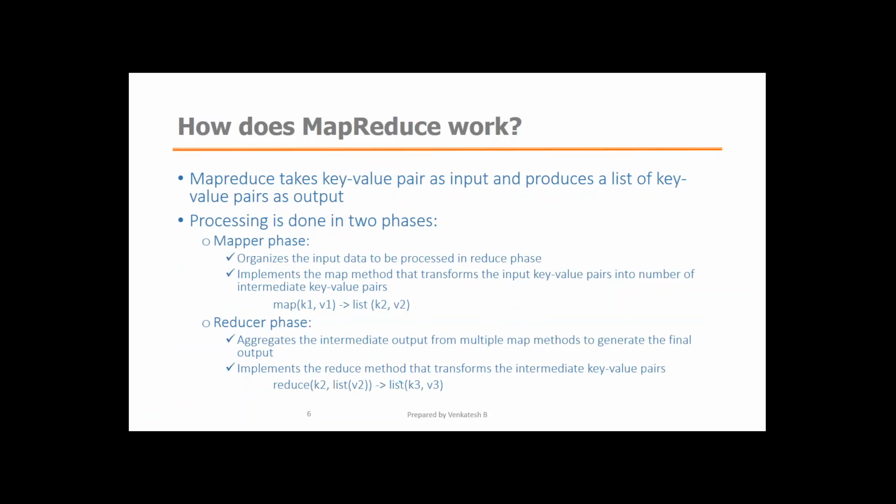Okay, now let's come to the actual model of MapReduce. How MapReduce works. MapReduce takes key value pair as input. We'll see what is key value pair. It takes key value pair as an input and produces a list of key value pair as output. What is key value pair?